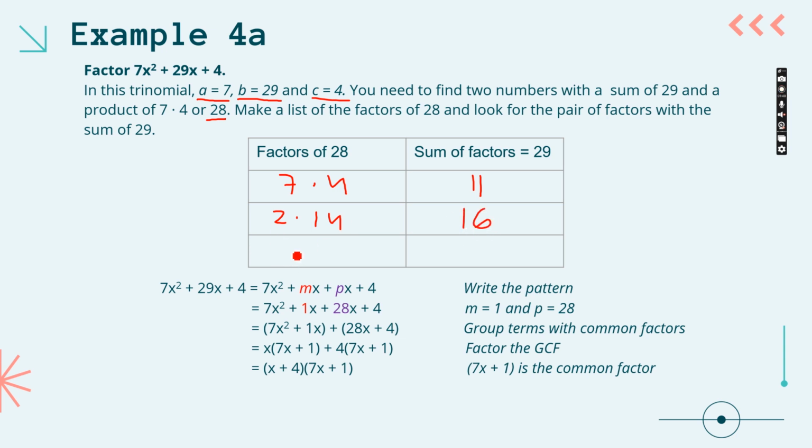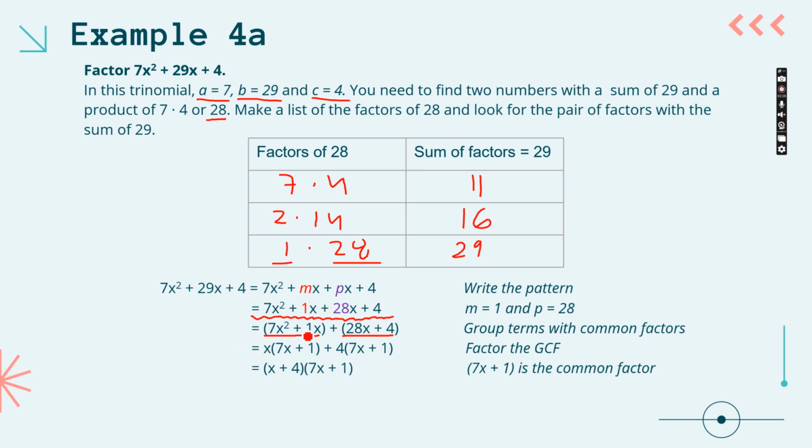But we get our magic number, which in this case should be 1 times 28, which should give us 29. So how do we do this? We then want to write it out in its pattern, 7x squared plus mx plus px plus 4, where m and p are these terms, 1 and 28. We input them into our trinomial, 7x squared plus 1x plus 28x plus 4, and we just split the 4-term trinomial into 2 binomials, and then factor by grouping.